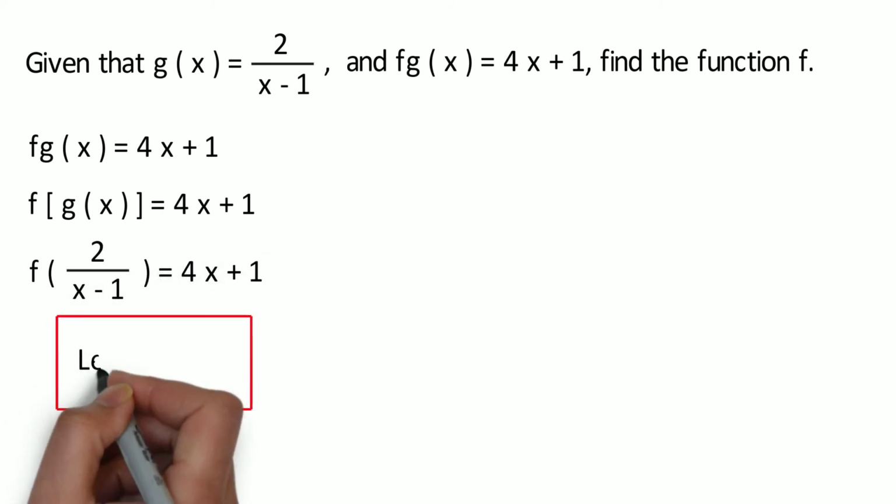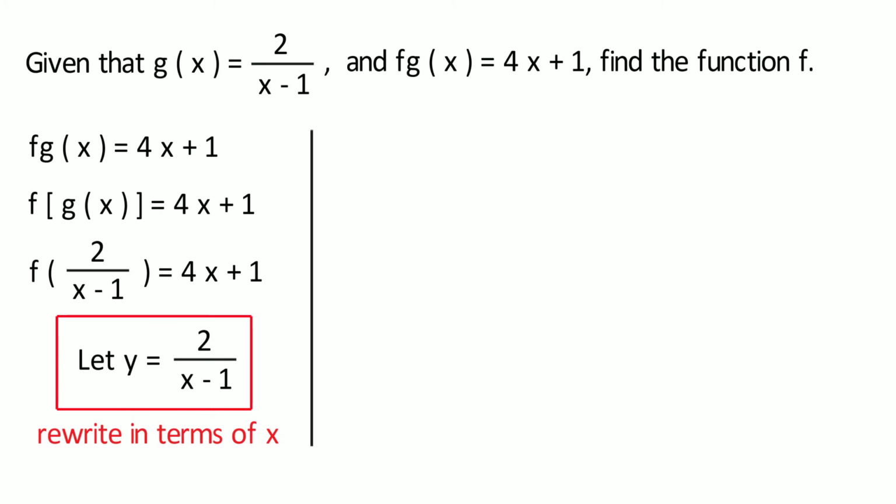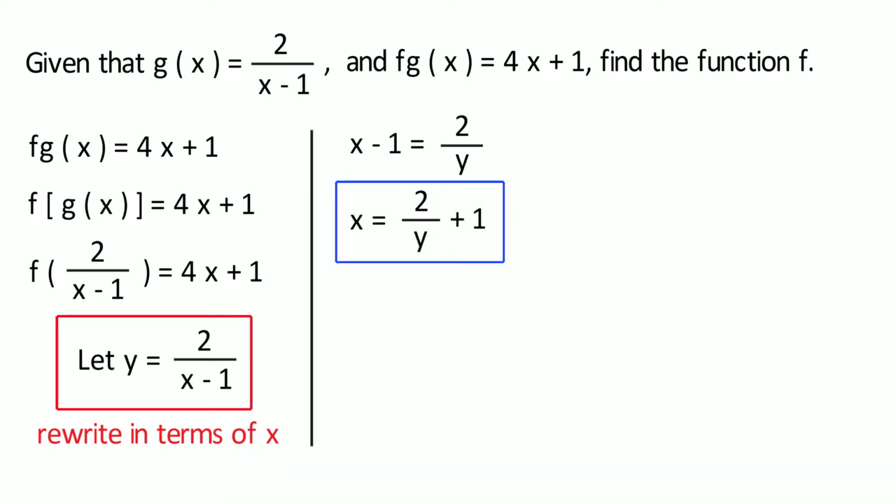After that, we let y equal our object of the function, which is 2 over (x minus 1). Then we need to rewrite the equation in terms of x. So we get x minus 1 is equal to 2 over y, which gives us x equals 2 over y plus 1. Now that we have y in terms of x and x in terms of y, we can then substitute them into the equation. So let's substitute y in terms of x first.